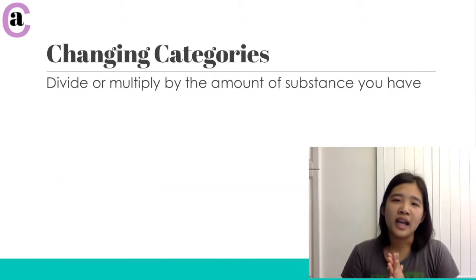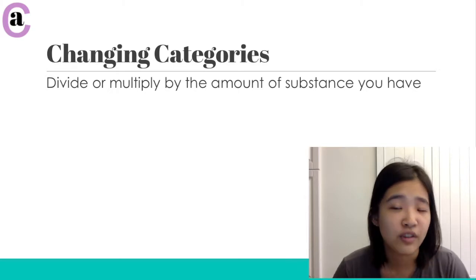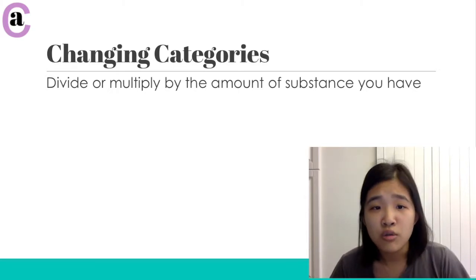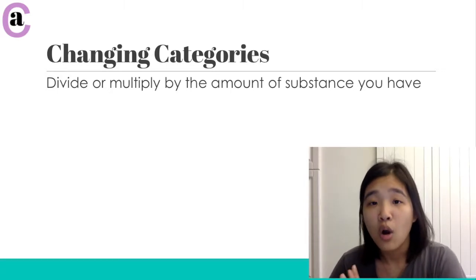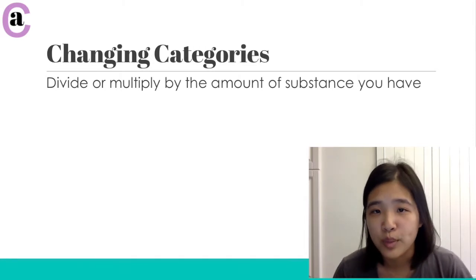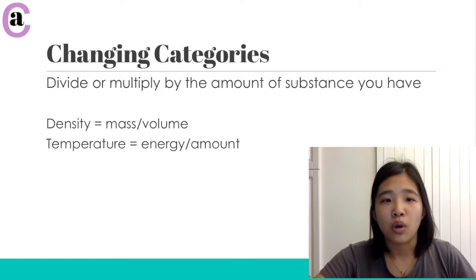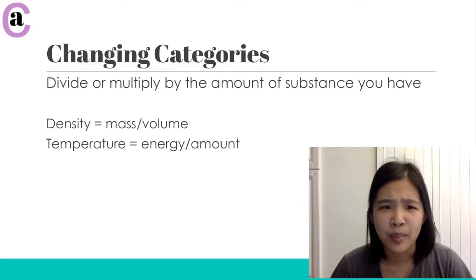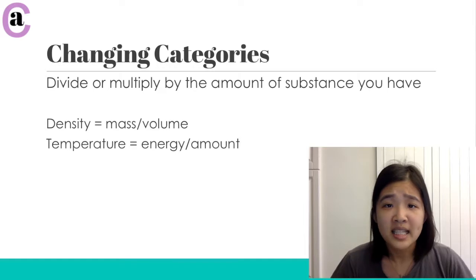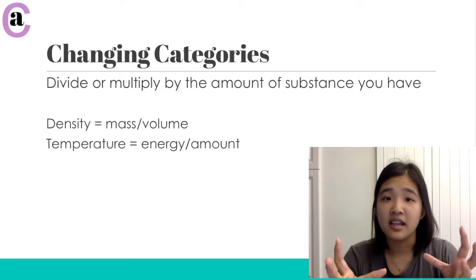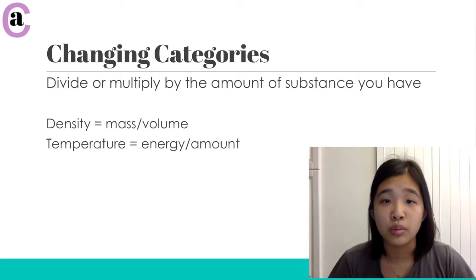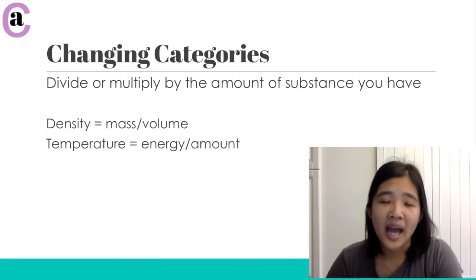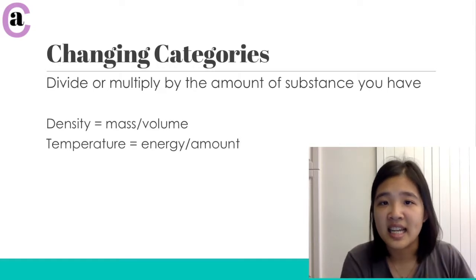Okay, now when you get into actually categorizing different properties with each other, usually you can change something from an intensive to an extensive property or vice versa by dividing or multiplying by the substance that you have. A couple really good examples are density and temperature. For density, you start out with the mass of a substance, and when you divide that by the amount of substance you have, in other words, volume, you get density. So mass and volume are both extensive properties, and density is the intensive property.